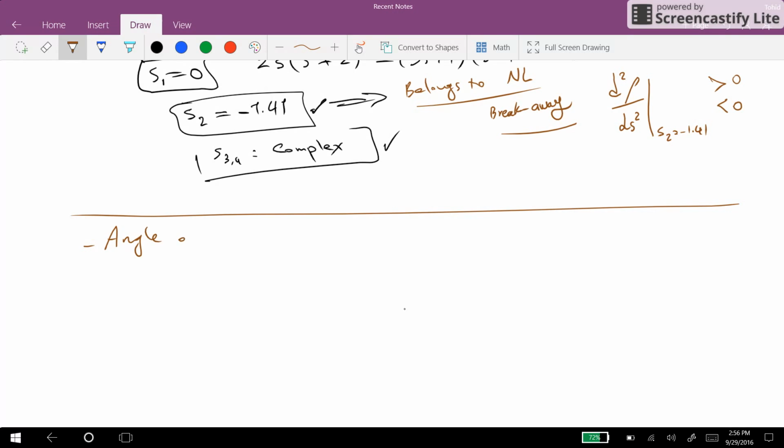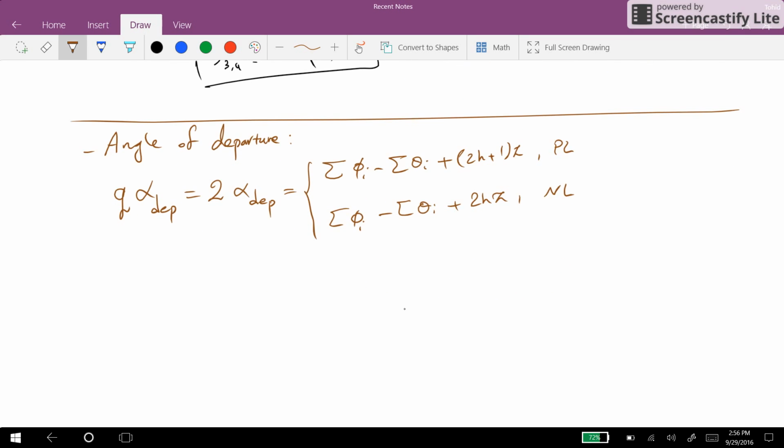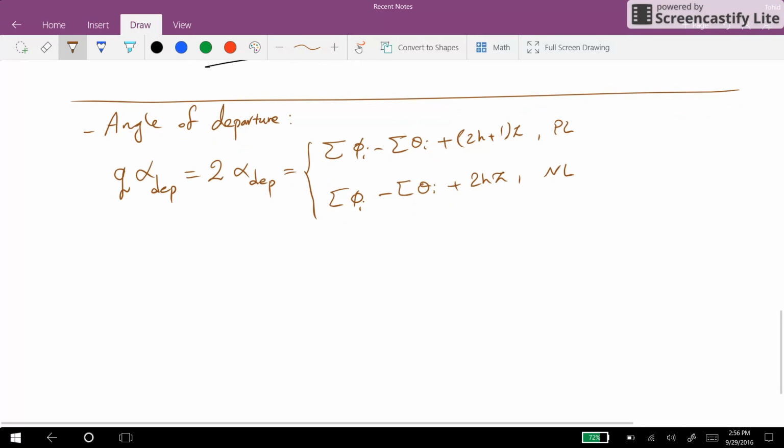Let's start with the angle of departure, or alpha departure. Since we have two poles at the origin, we have two alpha departure, which can be found as the sum of phi i's minus the sum of theta i's plus 2h plus 1 times pi for the positive locus. And for the negative locus, even though we don't need it, we can try to verify this. So let's see how we can find the phi i's and theta i's in this case.